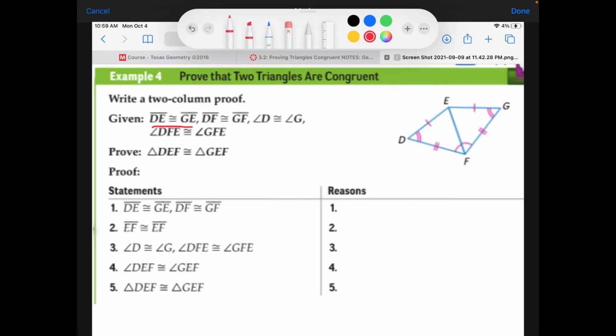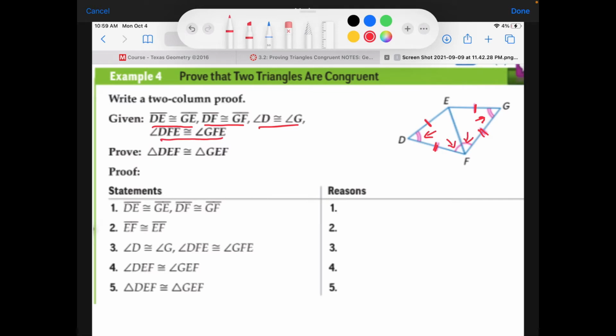So DE is congruent to GE, and line DF is congruent to GF, and they're shown in the picture with these tick marks. These two are congruent. These two are congruent with two tick marks. Angles D and G are congruent. You can see that here. And angles DFE and GFE are also congruent. You can see that there.